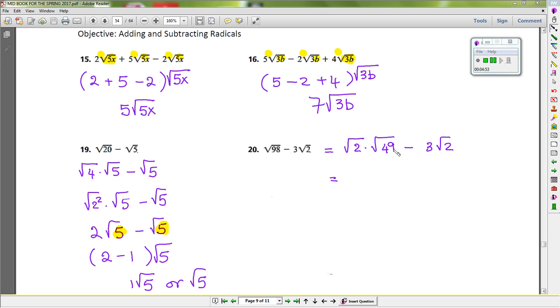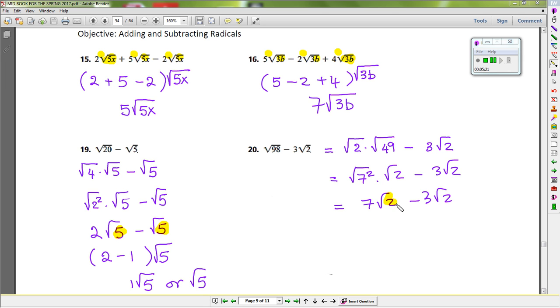Now 49 is a perfect square if you think about it. So I'm going to go ahead and put the square root of 49, which is 7, in front, and then the square root of 2, minus 3 times the square root of 2. So that will give us 7 square root of 2 minus 3 square root of 2.